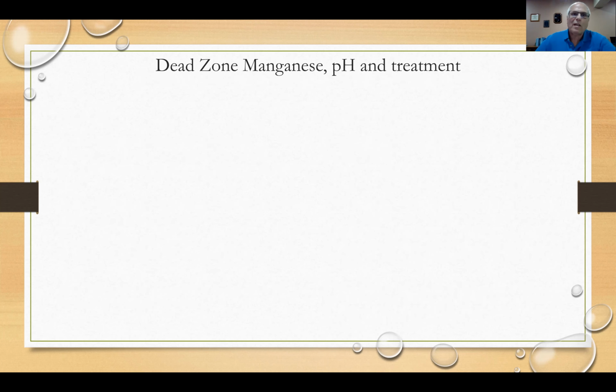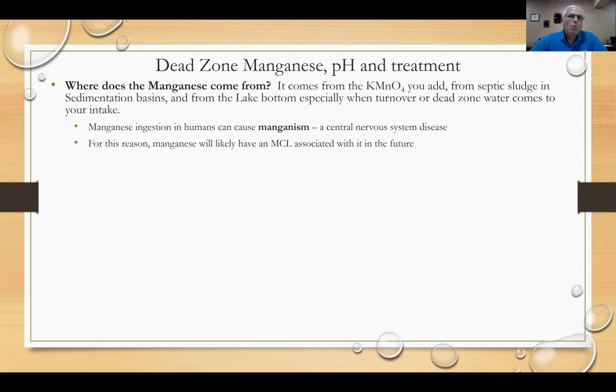So let's talk a little bit more about dead zone manganese, pH and treatment. Where does this manganese come from? Well, it could come from the permanganate that you're adding. It could come from your own sedimentation basins. If you're recycling sludge, that sludge sits at the bottom of your sed basin. That's like a mini Lake Erie that becomes anoxic also. If you recycle it at the wrong time, you could be sending reduced manganese back to your rapid mixer.